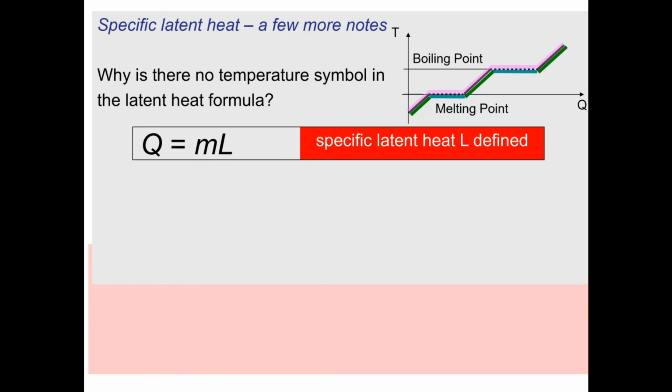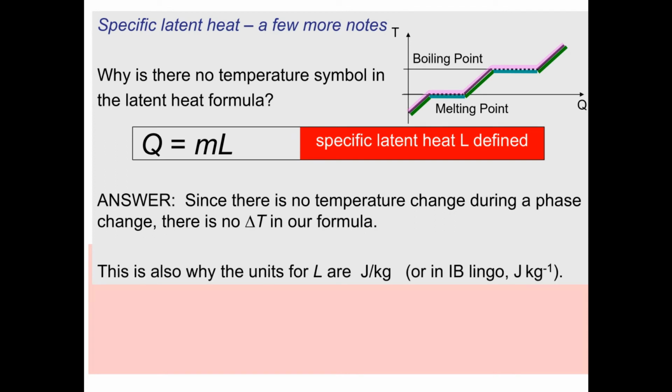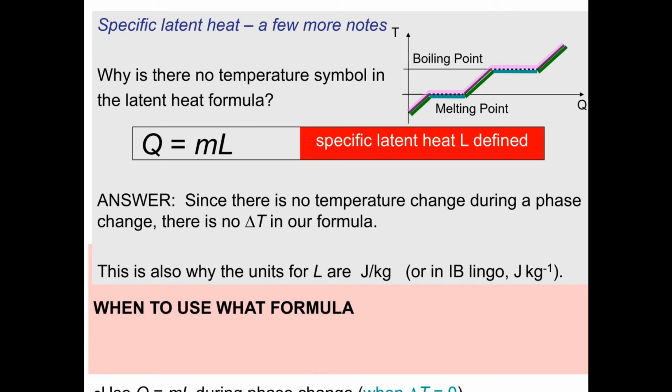Just a few more notes. Why is there no temperature symbol in the latent heat formula? Because remember, there's no temperature change during a phase change. Therefore, there's no delta T in our formula. And this is also why the units for L are joules per kilogram, or in the IB lingo, joules kilogram to the -1.